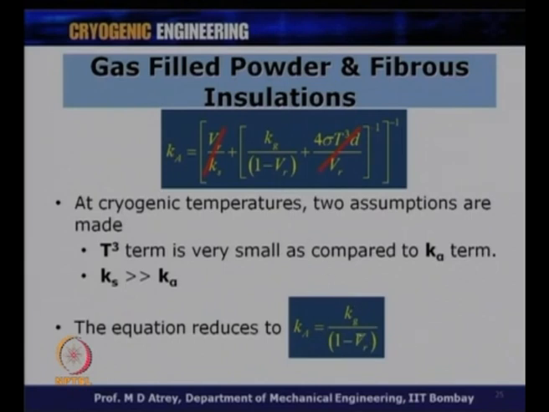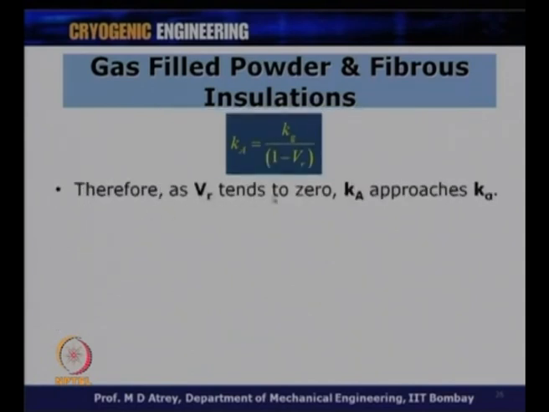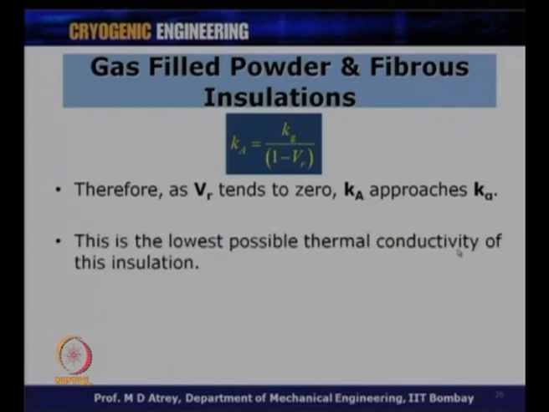So, basically it is now a function of packing fraction, which is the ratio of the solid part to the total volume, and the value of Kg. And therefore, if Vr tends to 0, that means there is no solid particulate at all, Ka will approach Kg, and Kg is going to be very low. So, it approaches the gas conductivity. This is the lowest value that we can have. But we cannot have only gas over there, because having only gas will have its own problem: the gas will get liquefied, condensed or frozen at those low temperatures. Ka approaches Kg in this case. This is the lowest possible thermal conductivity of this insulation.